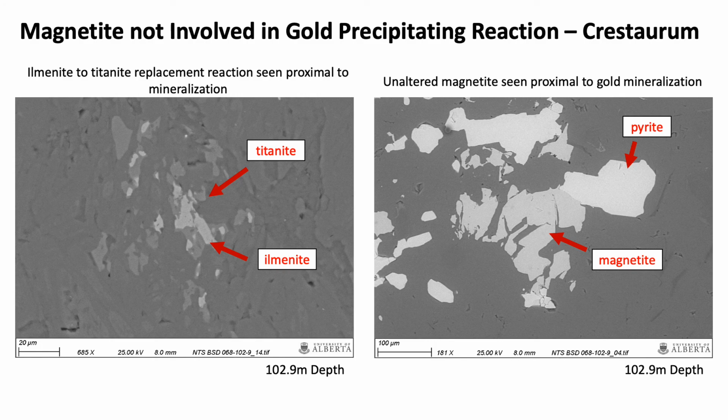Continuing in depth in the same drill core, this is taken at 102.9 meters depth. The image on the left shows that we still have the same ilmenite to titanite replacement reaction proximal to gold mineralization. And the image on the right is also taken at 102.9 meters depth, and we have unaltered magnetite proximal to gold mineralization as well. So these two relationships are showing that magnetite is most likely not involved in the gold precipitating reaction, but it's ilmenite that is involved in this reaction instead.